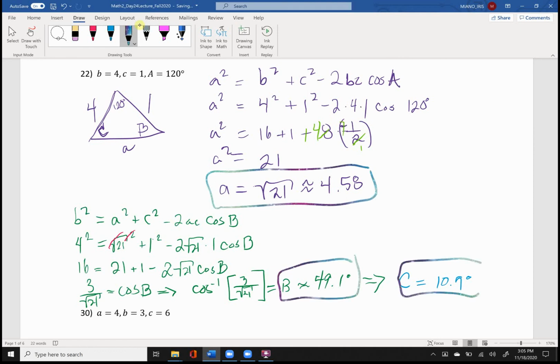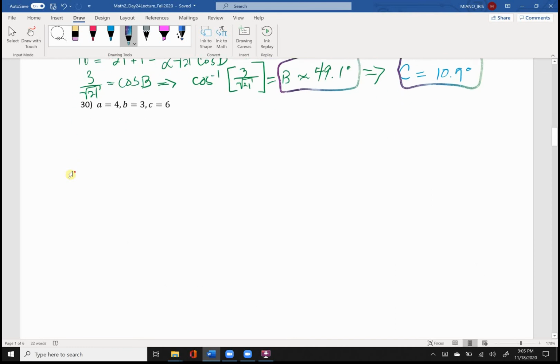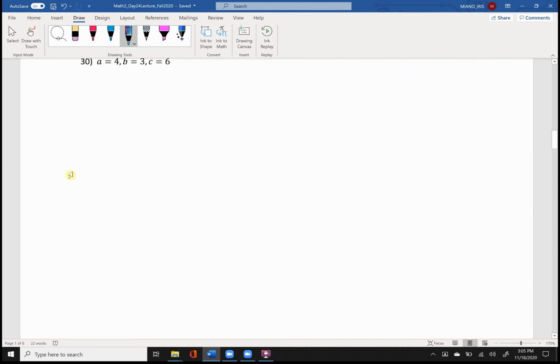So what's nice about this law of cosines business is that when you have two sides and an included angle, you just have to find the one remaining side and one of the angles, and then the last one just kind of falls into your lap by virtue of knowing that the interior angle sum for any triangle has to be 180 degrees total.